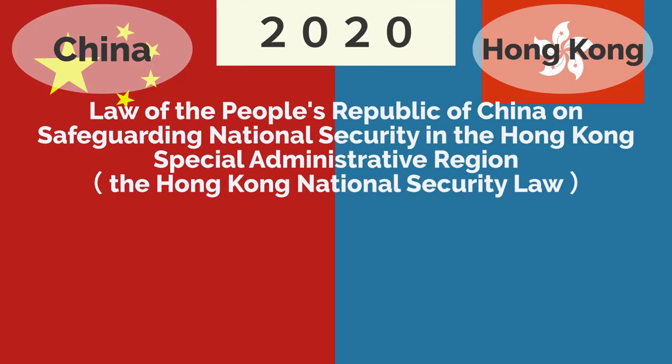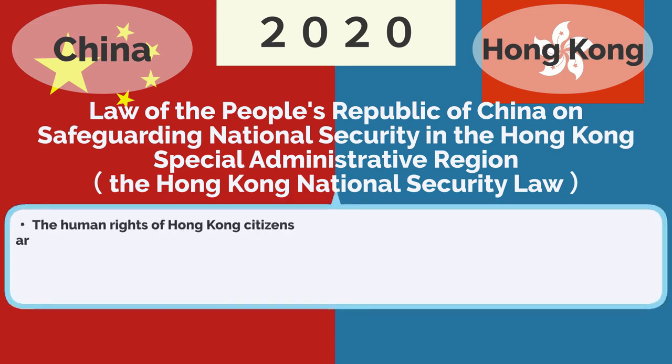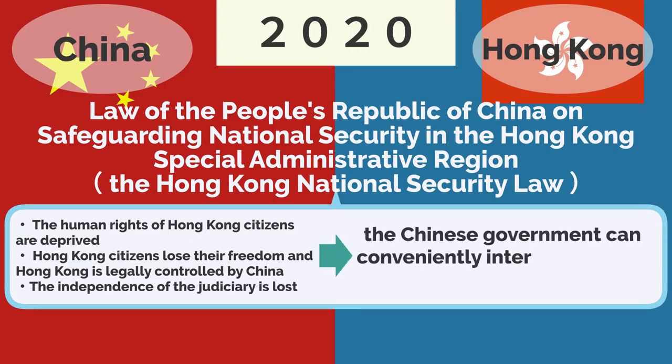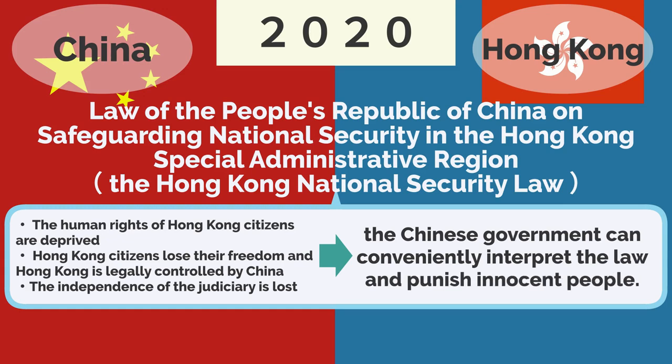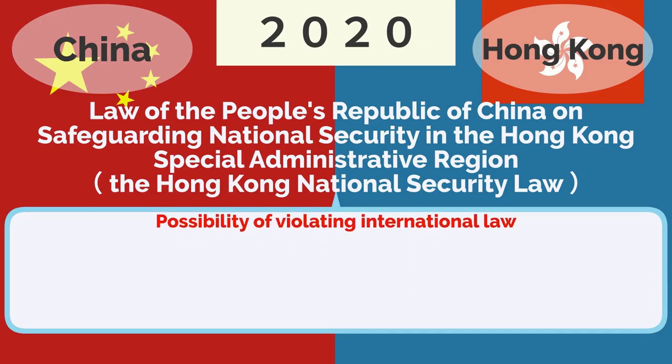In 2020, the Hong Kong national security law came into force, and Hong Kong lost many irreplaceable things. The human rights of Hong Kong citizens are deprived. Hong Kong citizens lose their freedom and Hong Kong is legally controlled by China. The independence of the judiciary is lost. That is, the Chinese government can conveniently interpret the law and punish innocent people. This law may violate international law.